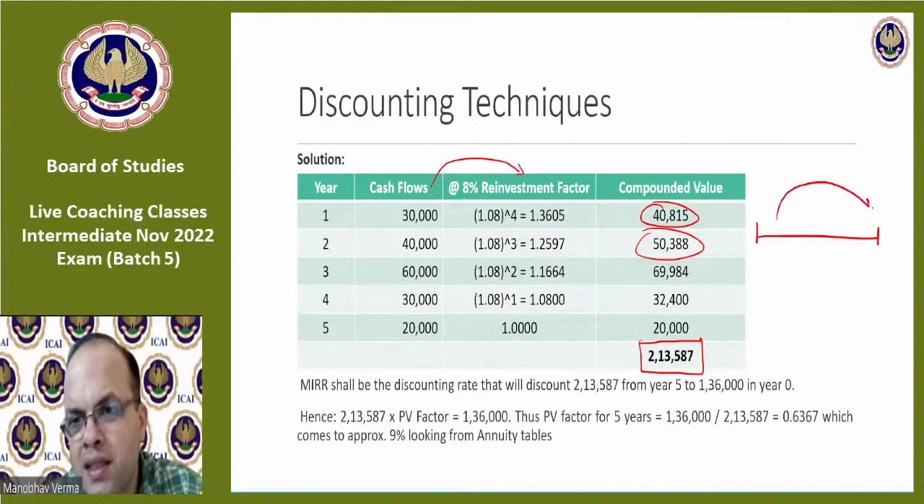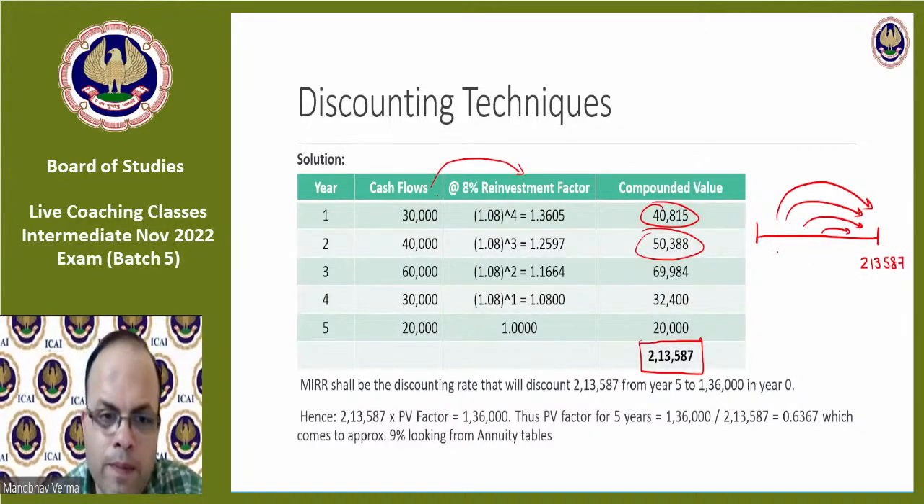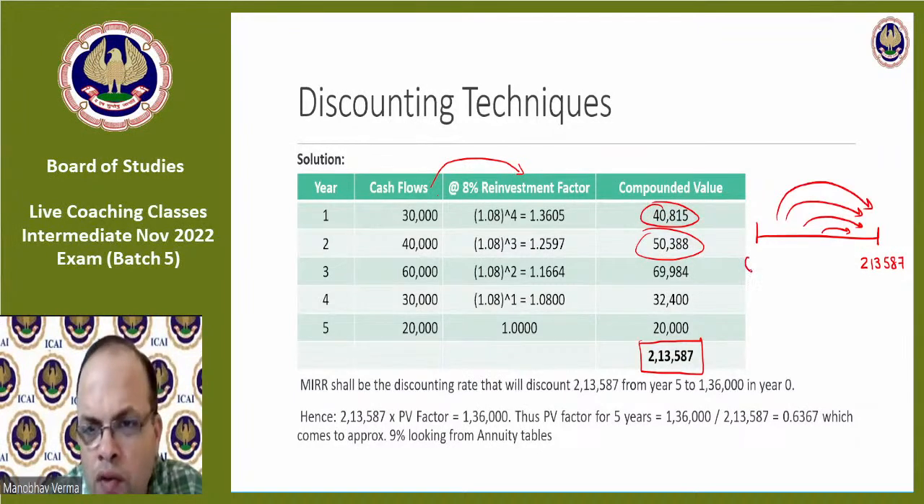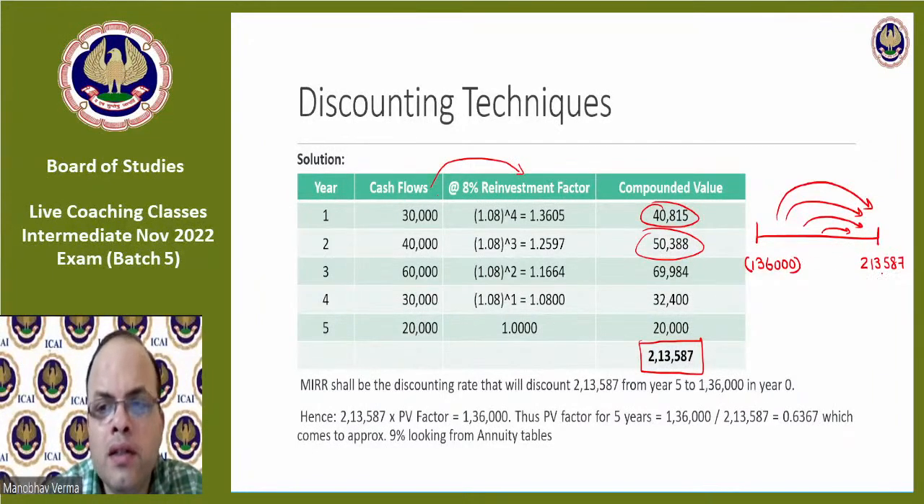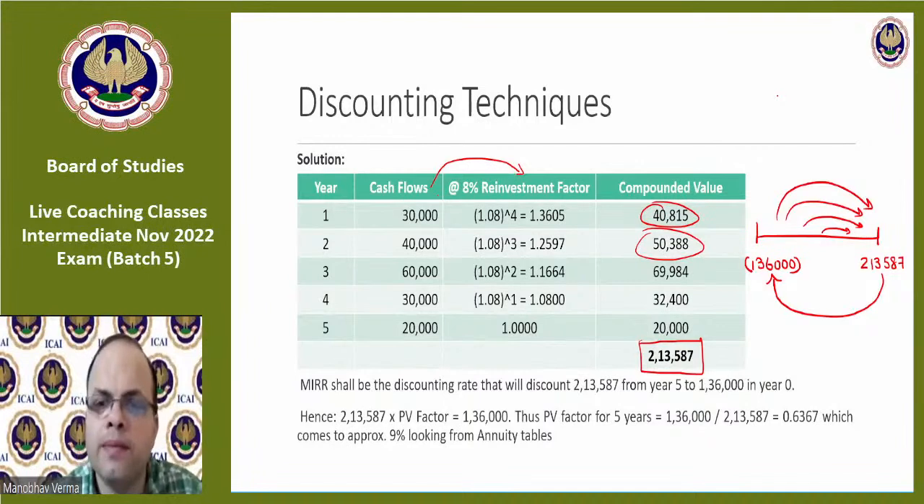What we are doing is compounding these values towards the end. So on the other side of this line we have a compounded value of 2,13,587, and on the left-hand side of the line we have the initial outflow of 1,36,000. Can we now calculate the rate at which the present value of that 2,13,000 equates to 1,36,000?